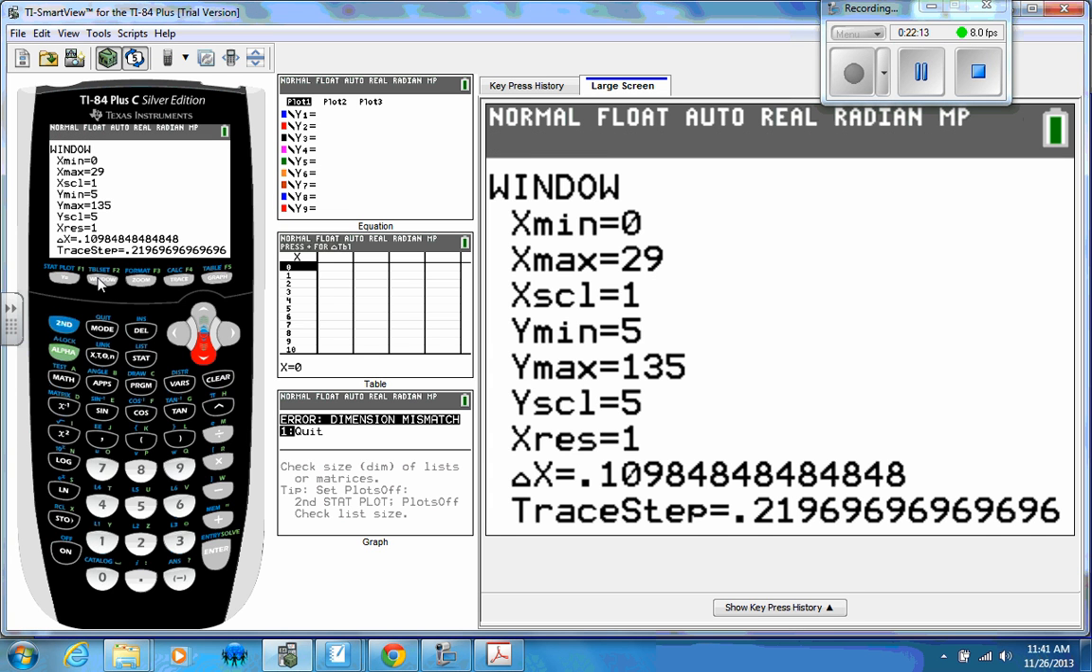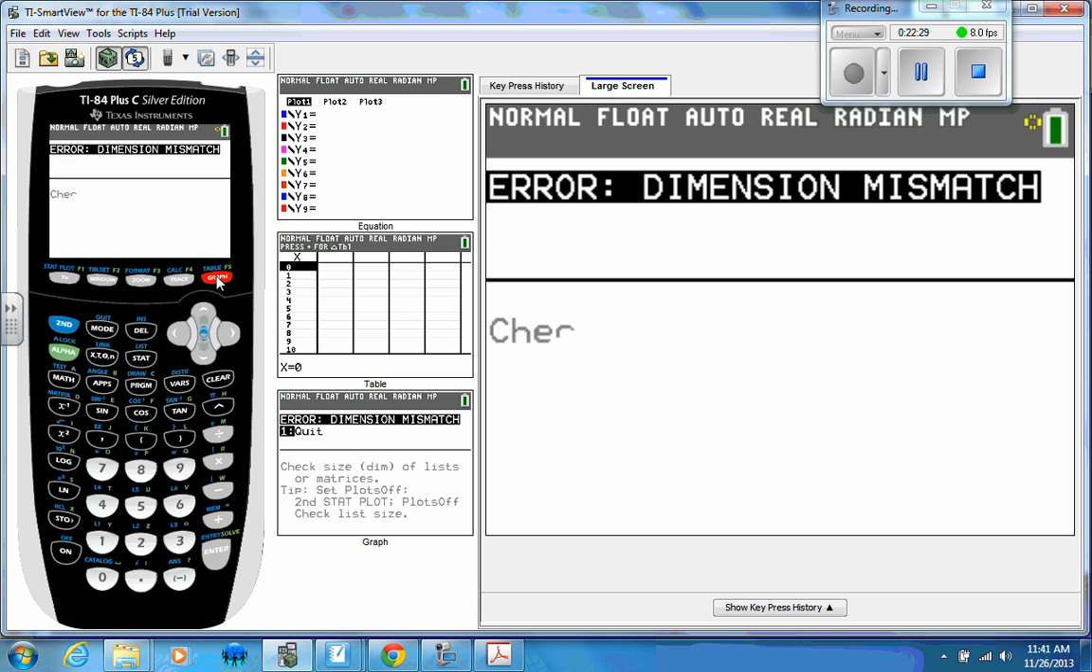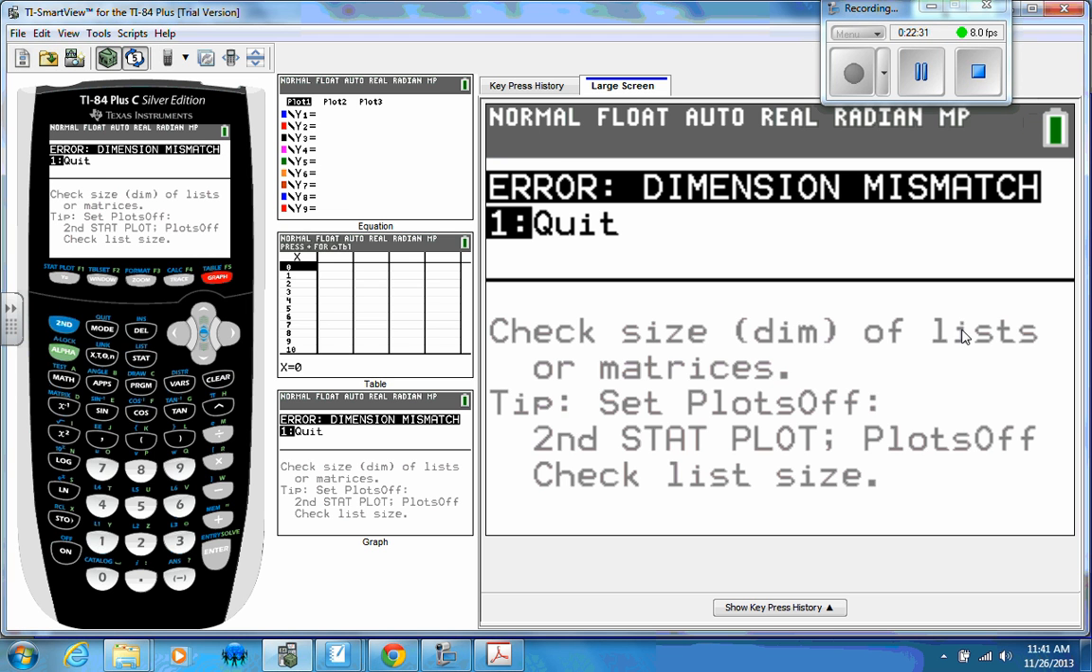Okay, my minimum is my Y, so that's the price per liter. So it's about 21 is my minimum. My maximum is about 116. And I'm going to keep that scale maybe a 5. Okay, so when I go to graph it again, it says check size, dim a list or mismatch matrix. So I did something wrong in my list.